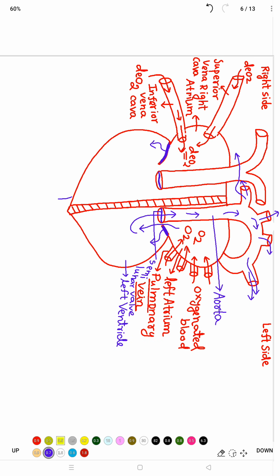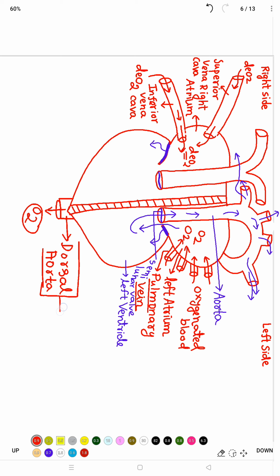And here is one more aorta, that is ventral aorta, which continues from the previous aorta, and this is dorsal aorta, and it again continues into ventral aorta. This dorsal aorta sends the oxygenated blood towards our dorsal side, and this dorsal aorta again continues inside the ventral aorta, and this ventral aorta sends blood towards our ventral side.